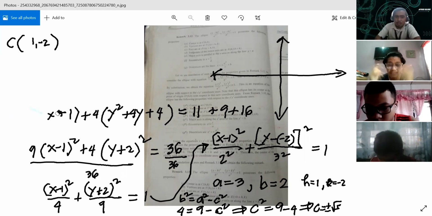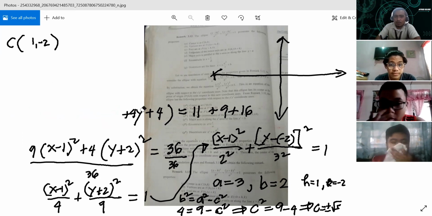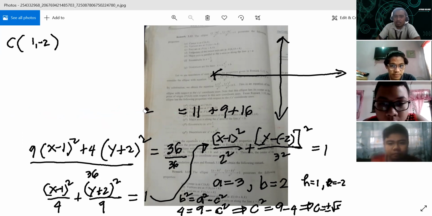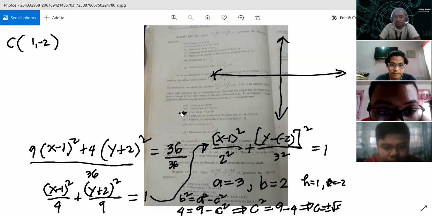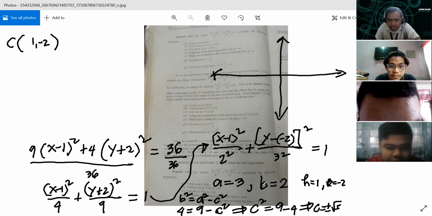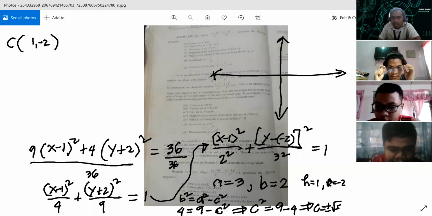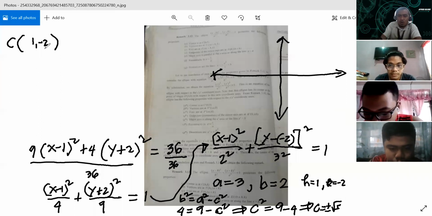Okay, what else can we get there? How to find your vertices? What is the formula for the vertices? Do you see it in the theorem below? What is the formula for the vertices? H, comma, K plus or minus A. Right? Something like you added A in your coordinate here.